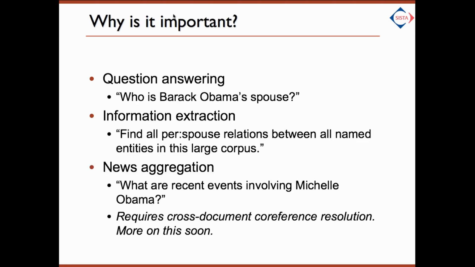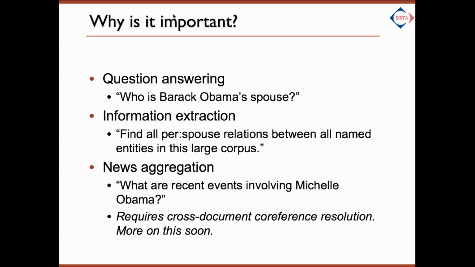And use aggregation, right? What are recent events involving Michelle Obama, right? So this involves cross-document coreference resolution, when instead of having a single document, you have multiple documents. And I'm going to talk in a second about that. But basically, if you don't understand that these two names, Michelle Obama in one document and Michelle Obama in another document, point to the same person, you cannot link them. And that's a big problem, right?